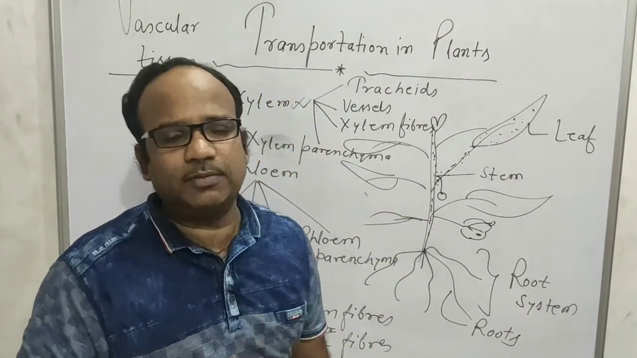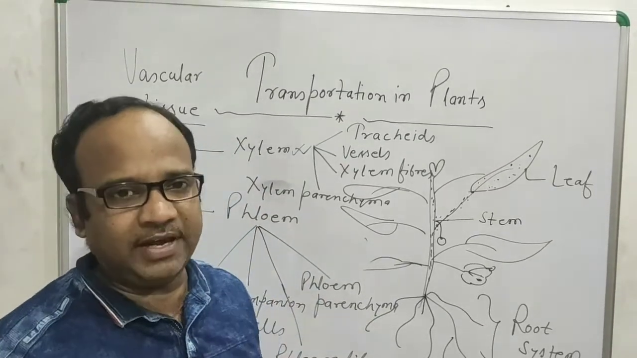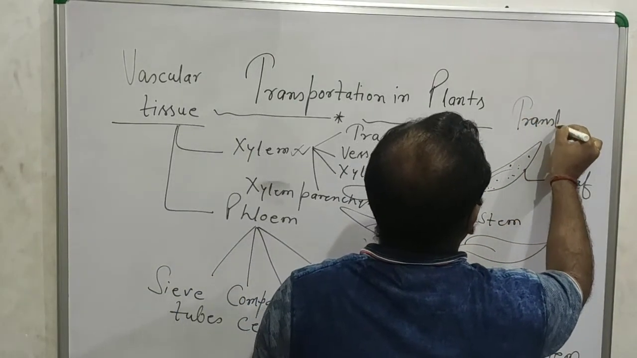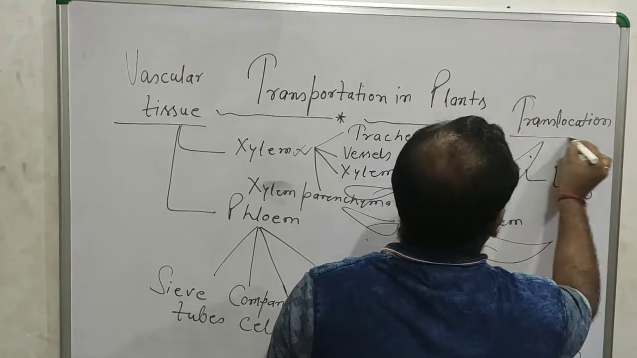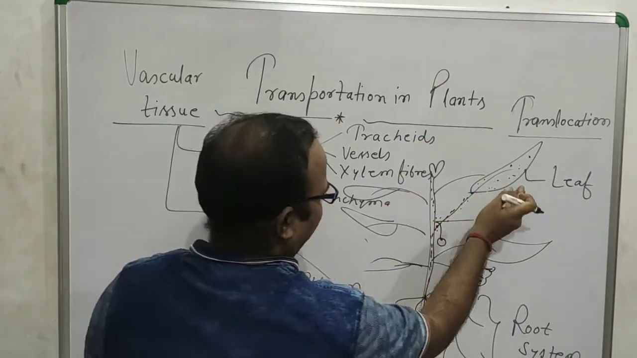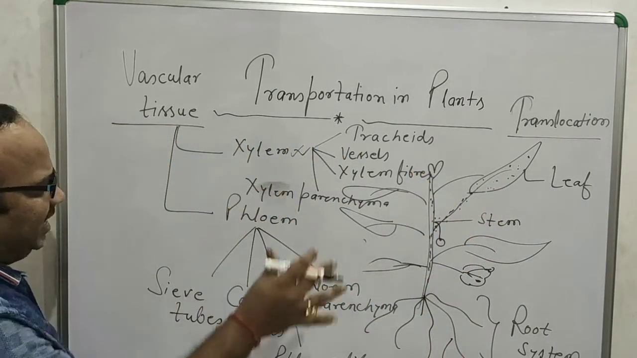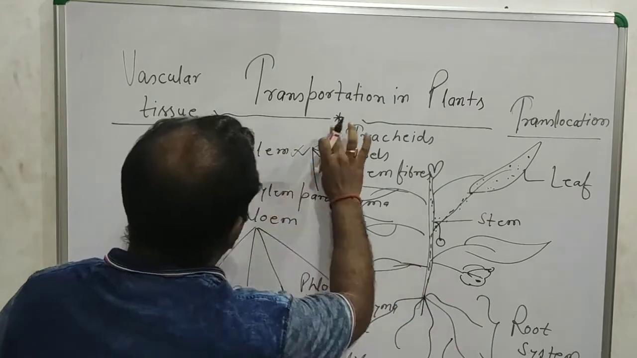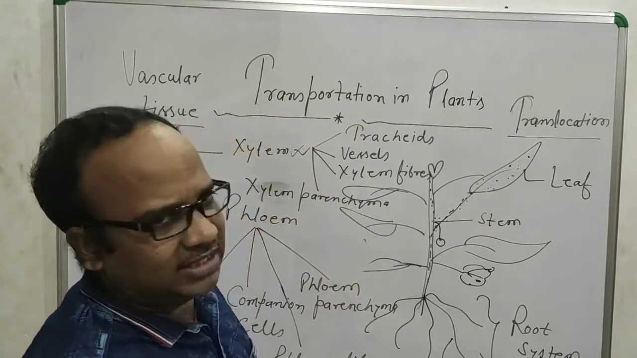There is one biological term also used for this process, for this phenomenon. This term is translocation. This ever used to come in the board examination. What is translocation? The transfer of solute, the transfer of food from the leaf to the different parts of the plant. So, this is how these cells are responsible for the transfer of water and minerals, xylem, and phloem is responsible for the transfer of food and solute.